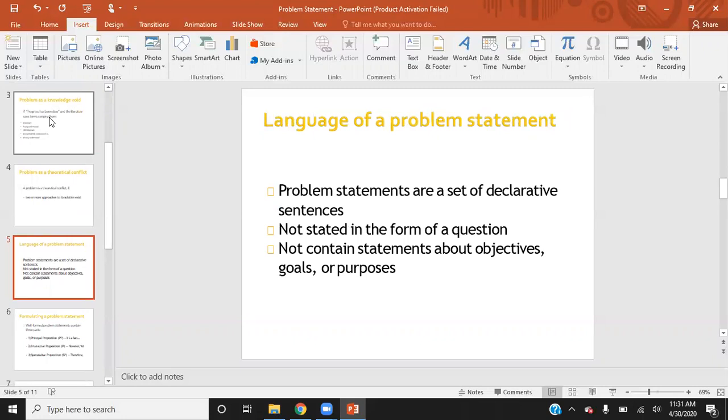Similarly, if we talk about the language of the problem statement, remember when we were formulating a research question, we developed a WH question with a question mark.